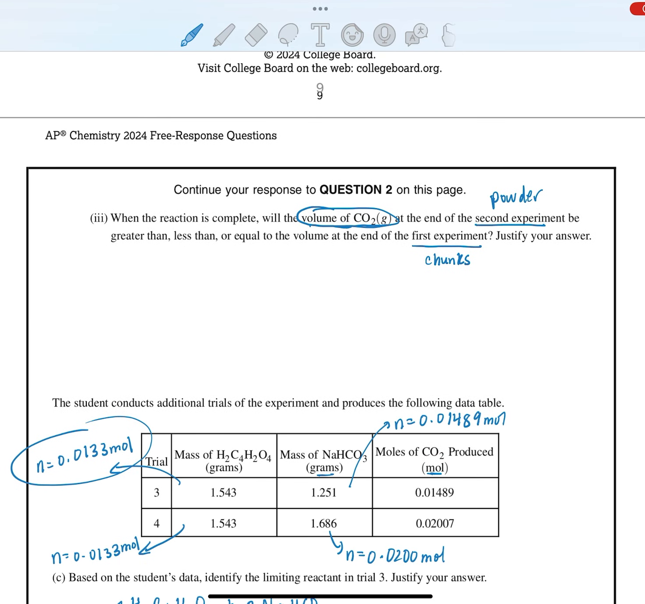So because my reactants are the same, then my products will be the same. And my products are based on the limiting reactant, but what I know first is that it will be equal. The volume of carbon dioxide will be equal, and the reasoning is because no matter if you use powder or solid chunks, you used the same quantity of reactants. The quantity of reactants is the same. So therefore, your product's moles and volume will also be the same, and that will be based on your limiting reactant.